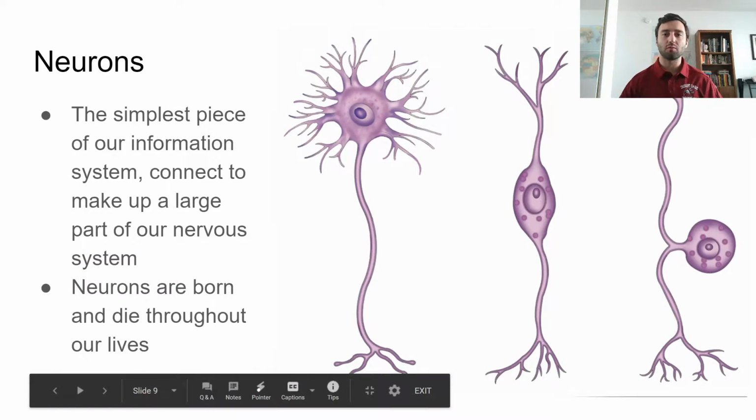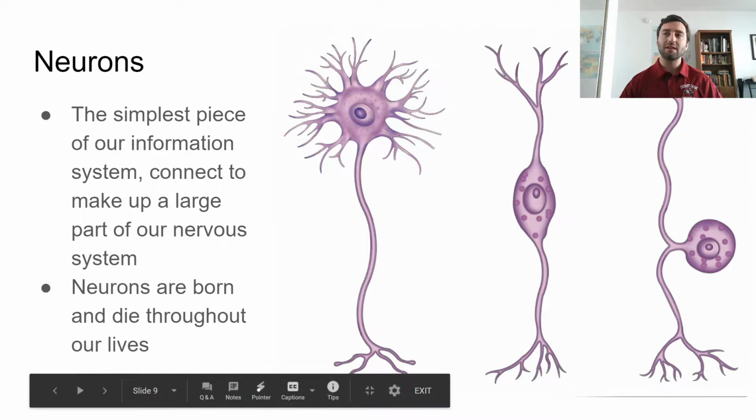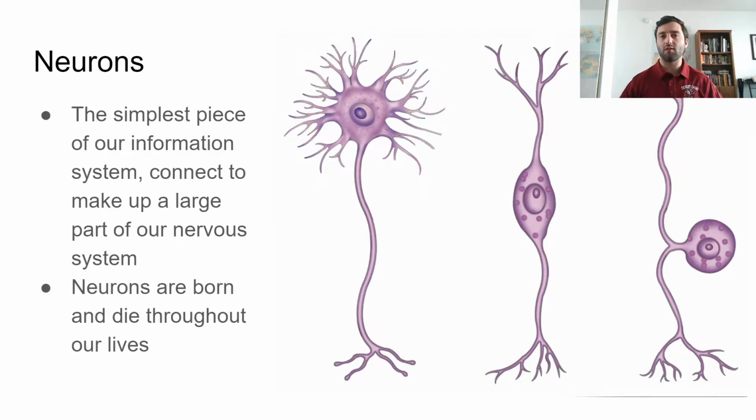Okay? So the first question is just, what are neurons? Neurons are the simplest piece of our nervous system, of our information system. They make up basically the majority of our nervous system, right? We saw how our nerves are basically bundles of these neurons. We have basically the same thing in our brains. Our brain is also mostly a bunch of neurons that are all interconnected to each other and working together to send information in different ways.